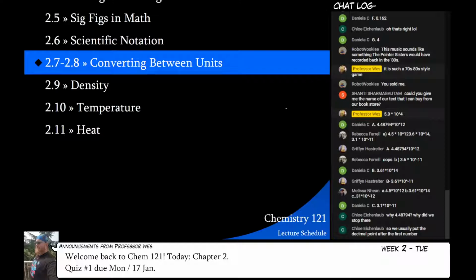So, like, if I have some number of centimeters and I want to figure out how many meters that is, or how many millimeters that is, we can do that. We're going to do that in this section.